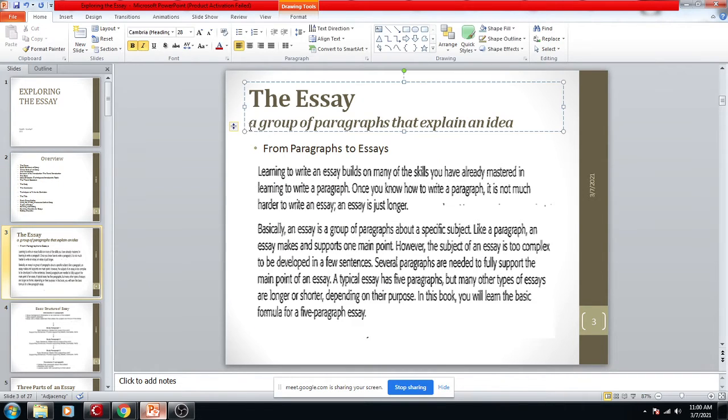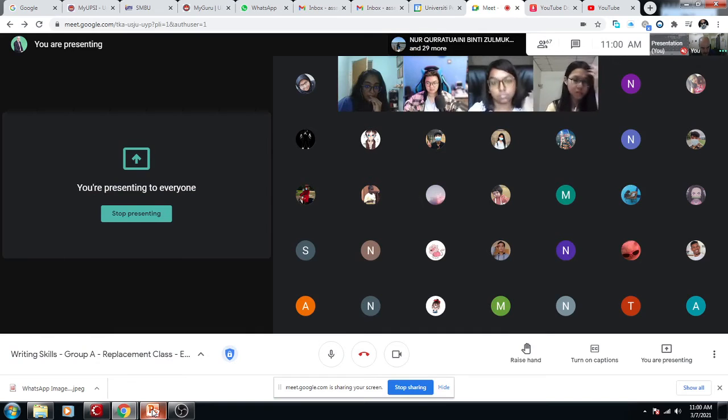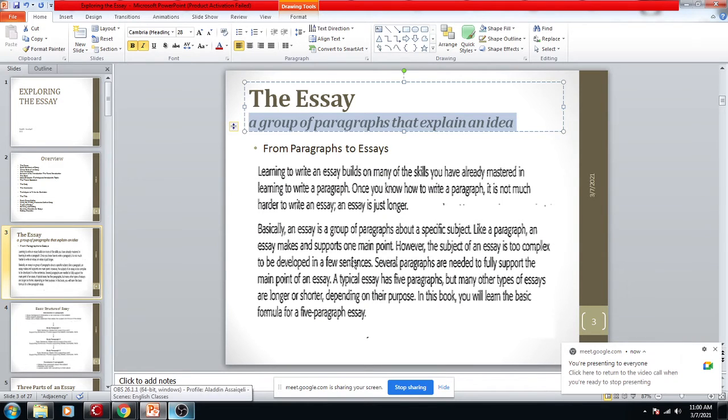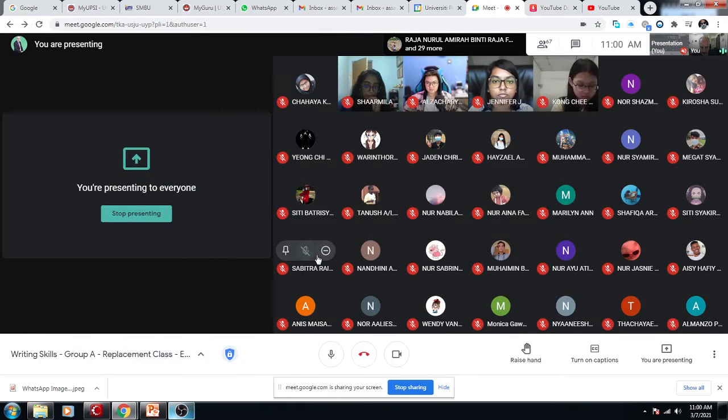We've said that the essay is a group of paragraphs that explain an idea. And we've said that once you know how to write paragraphs, it is not difficult to write essays. The essay is just more complex because it contains more subtopics or more ideas. I've also said that the typical essay is 5 paragraphs, but you can write more, you can write less.